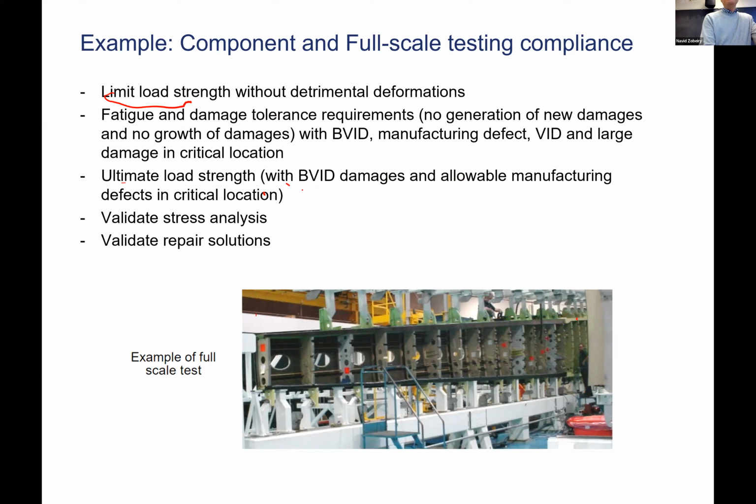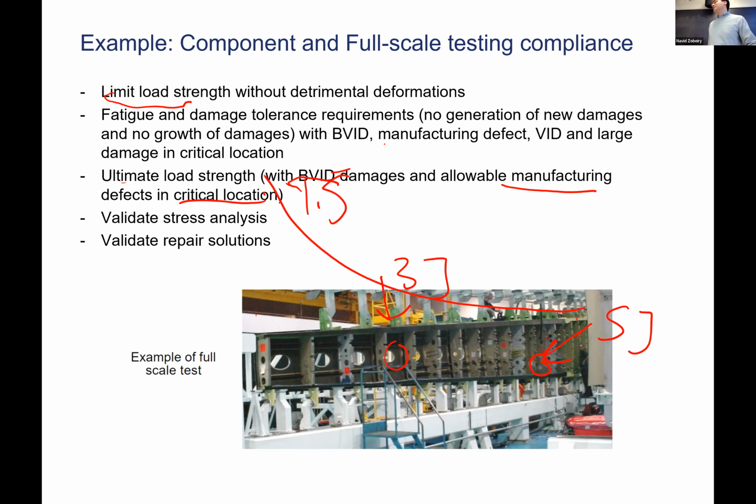You create some barely visible impact damage on purpose. You create some manufacturing defects on purpose in critical location of the structure. And then you do the test. So you do the test with all the potential things that might have happened. So all the barely visible impact damage. So let's say the critical location is here. You apply an impactor here, 5 joules, one here, I don't know, 3 joules or whatever that an analysis shows. And then now you have some intentional damages in the structure. Then you do the test and you have to show that it can go to 1.5 times safety factor without failing.